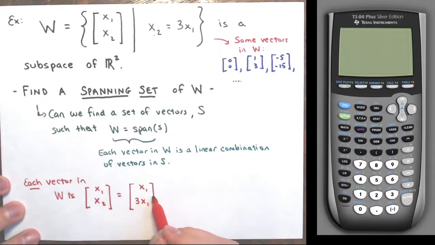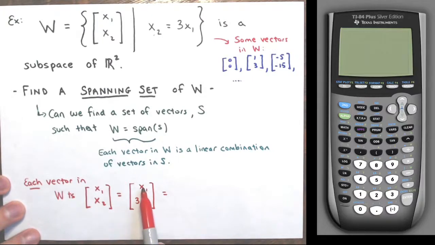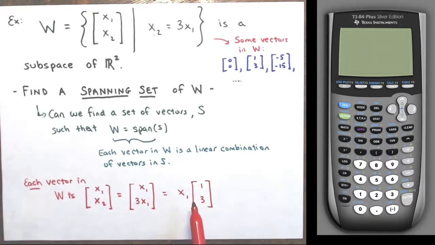And do you see now how each of these components has the scalar x1? Remember, x1 is any real number. They both have this x1 as a common factor. I pull that scalar out of the vector, and we have x1 times the vector 1, 3. All right. And this is any linear combination, or just scalar multiple, of the vector 1, 3.